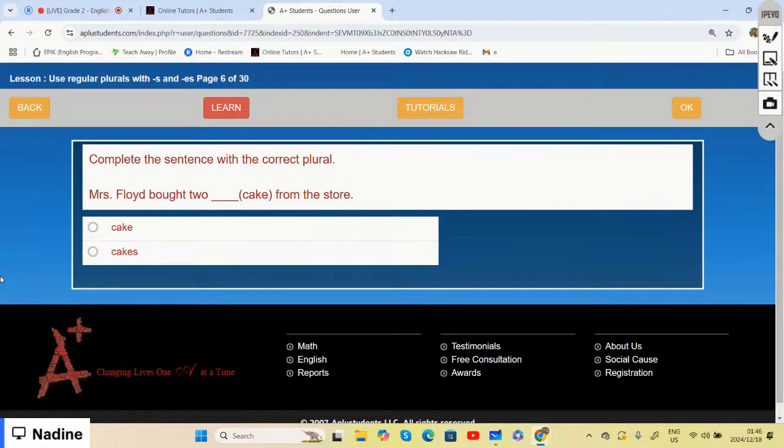And if we were to choose the correct option, then we would say cakes. So Mrs. Floyd bought two cakes. Well done. From the store.